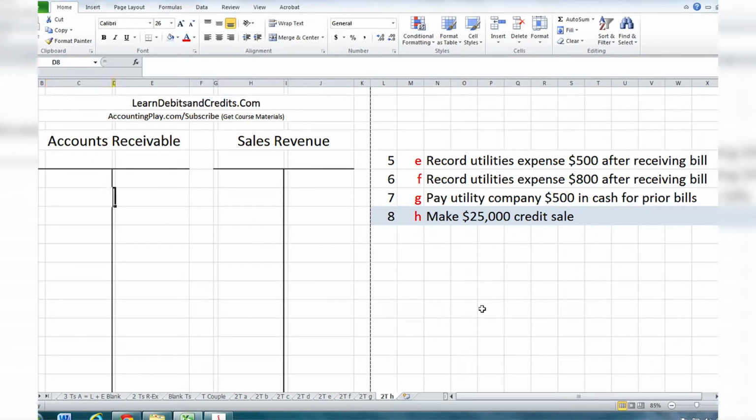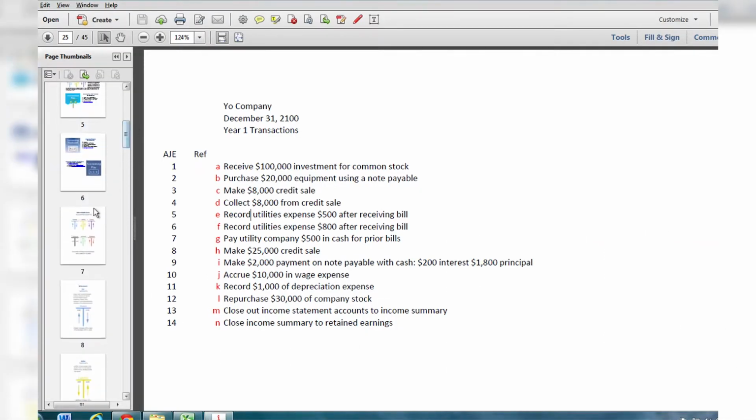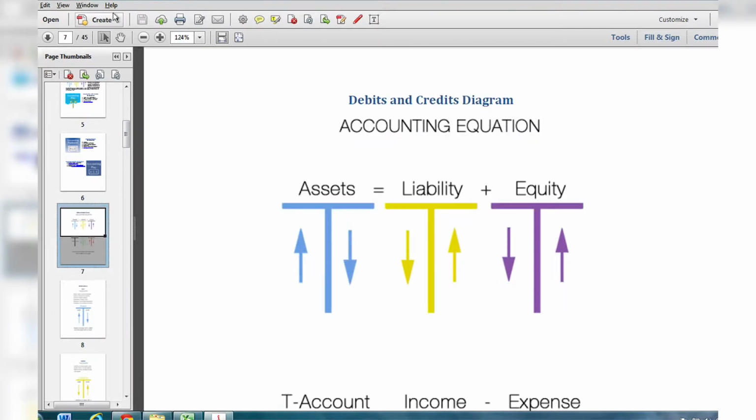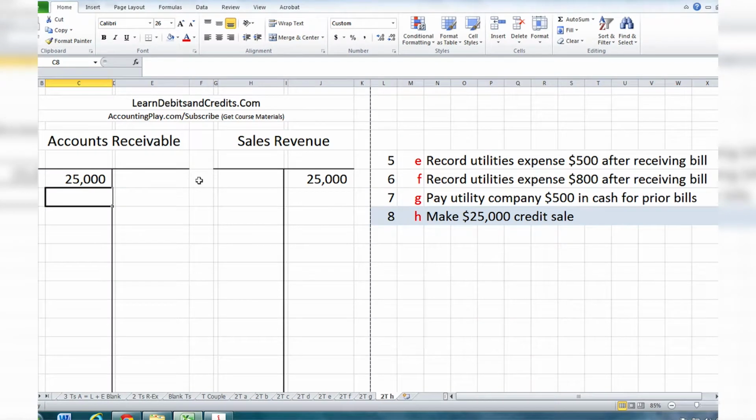Next transaction. Make $25,000 credit sale. $25,000. I just know revenues are credits. That's what comes to my mind. Easy. I know that. So accounts receivable has to be a debit, because you increase AR with a debit. Now, if all of this is incredibly unfamiliar to you, you can always reference back to the schematic, which will show you what's going on with your various debits and credits.